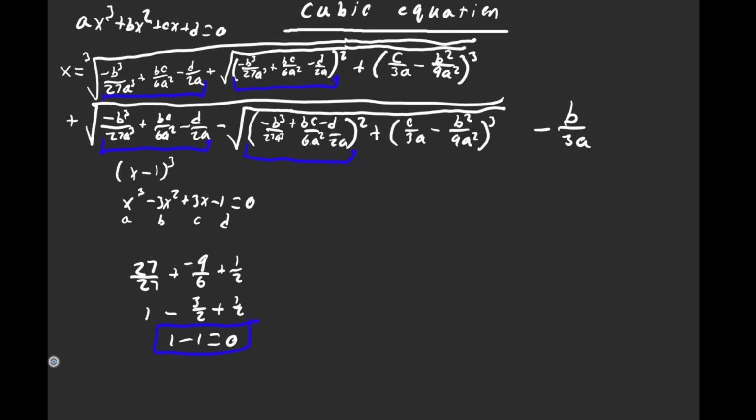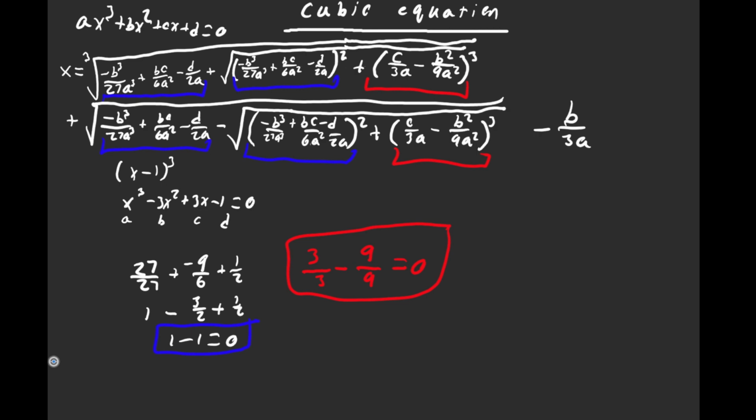And now to indicate the red, we will look at C over 3A, which is positive 3 over 3 because A is 1, and minus B squared, which is negative 3 squared. We get 9 over 9, which is equal to 0 because that is 1 minus 1. So everything in red is going to equal 0. Let's just box that up again.